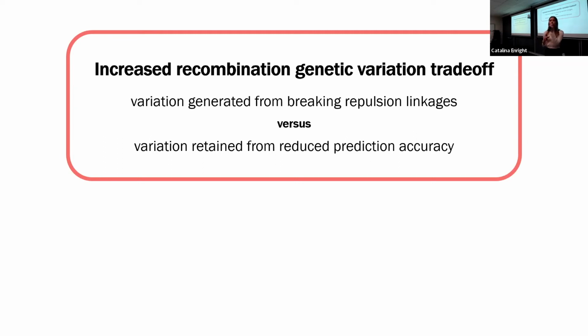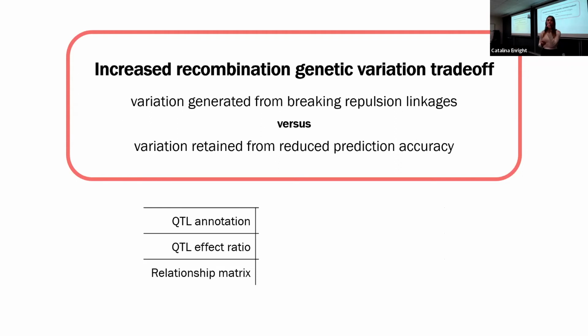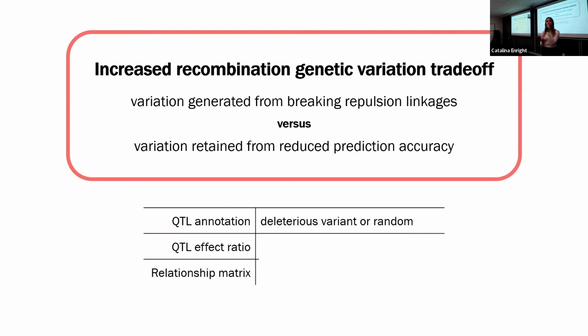Variation could be generated from breaking up repulsion linkages, which is beneficial and what I was intending to have happen in my simulations. And then you could also have variation retained because you had lower prediction accuracy. So I'm just going to present a few more simulation parameters that either I thought would help me understand this trade-off or actually did help us understand this trade-off and what could lead to greater genetic gains under increased recombination.